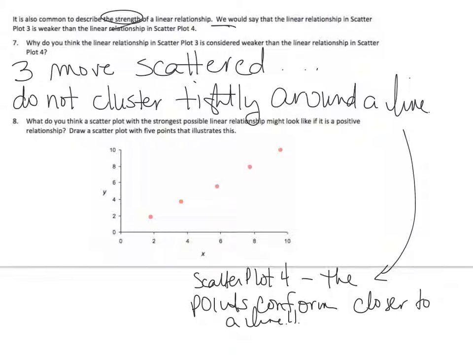I made that a slope of 1. If you look, up 2 over 2, up 2 over 2, up 2 over 2, up 2 over 2, up 2 over 2. My slope is somewhat perfect. But here, your points have to be in a straight line.